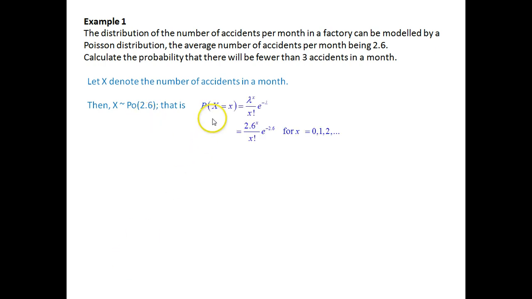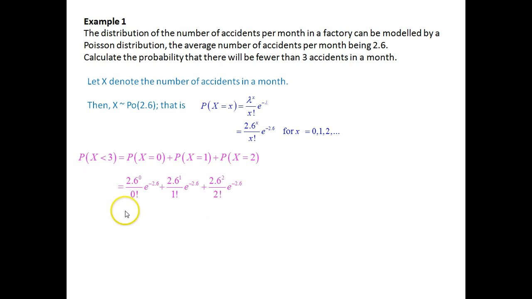That is, the probability that X is equal to some value x is that formula. So we can put our lambda in. Lambda is 2.6, so it's 2.6 to the power x over x factorial times e to the minus 2.6 for those values of x. We want X less than 3. So we want the probability X is 0 plus the probability of X is 1 plus the probability of X is 2, less than 3.